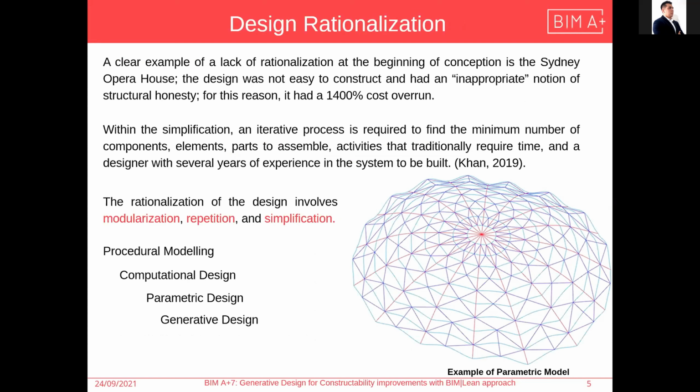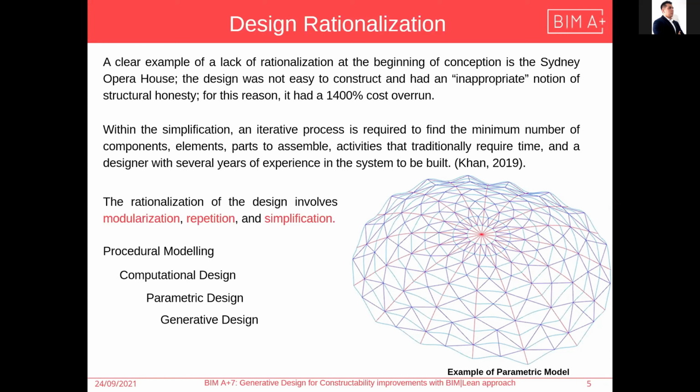One example of bad rationalization is the Opera House, which was not easy to construct and had an inappropriate notion of structural honesty. For that, the overall cost was 1,400%. To reduce that, a good rationalization needs to have good modularization, repetition, and simplification. For that, we have several software tools that we can use.